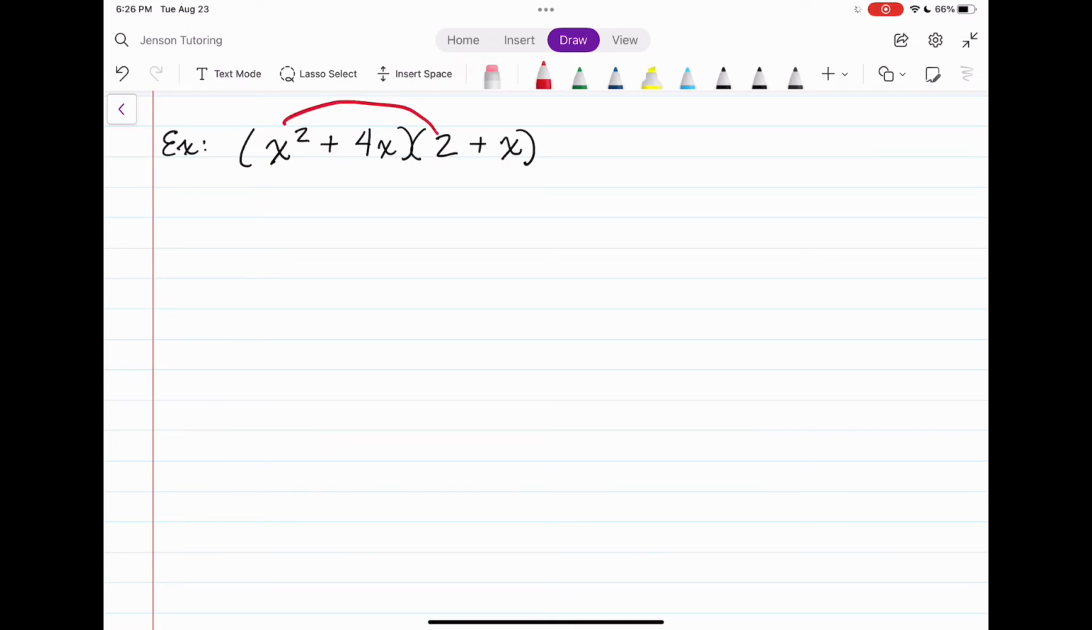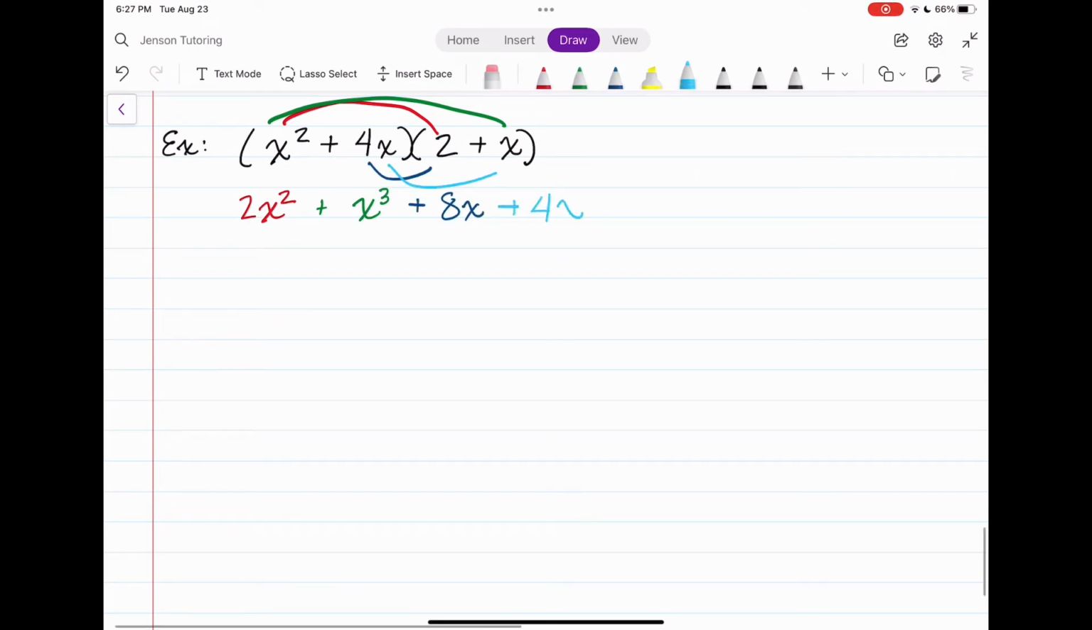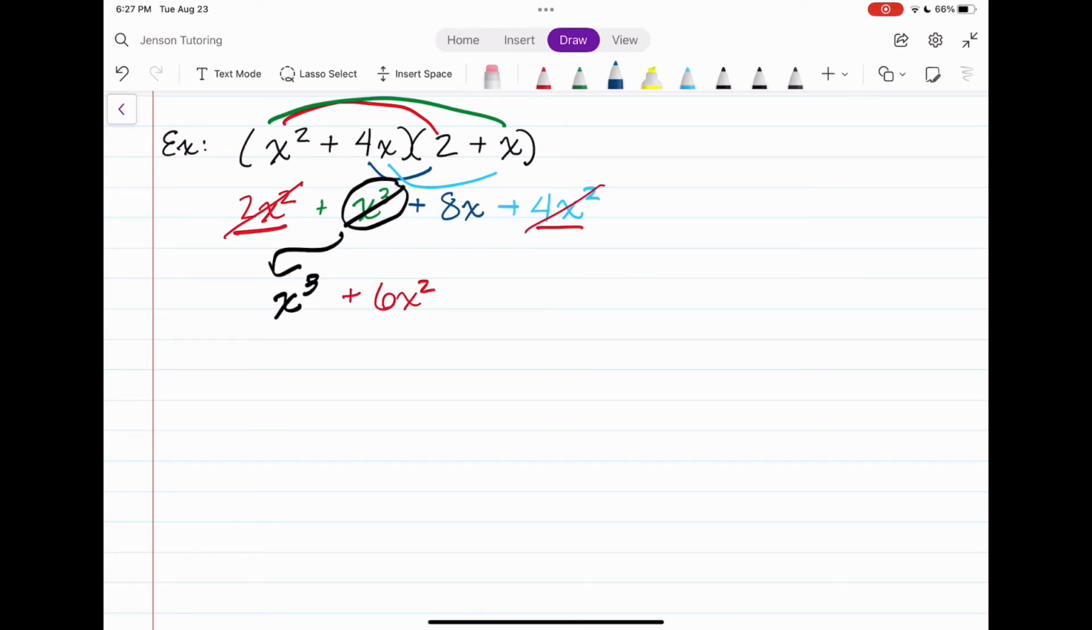For example, in this case, because the second binomial is a different order, we're going to have to do some rearranging. So we did the first and the outside, now the inside, and the last. So again, now we need to rearrange the terms and combine our x squared terms. So we'll start with our x cubed, the largest exponent, and then we'll combine our 2x squared plus 4x squared gives us 6x squared, followed by our 8x. And there we have it.